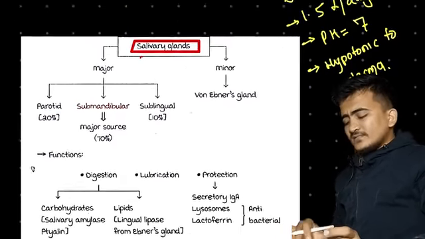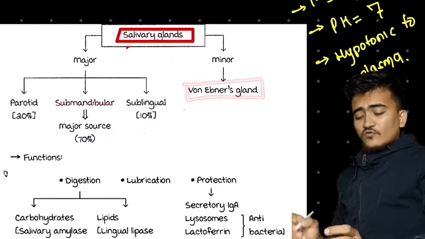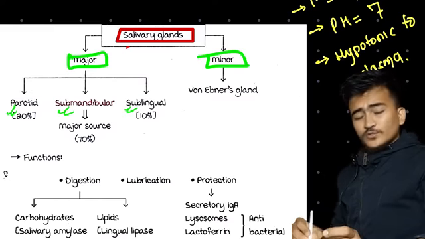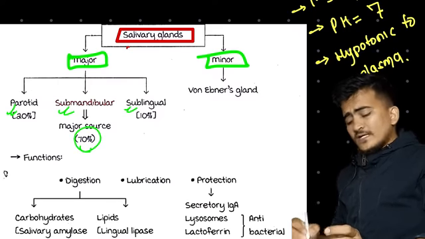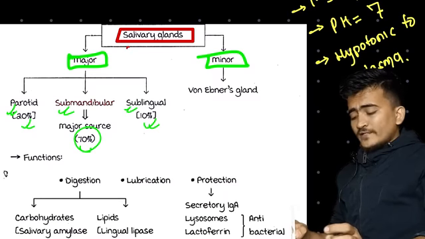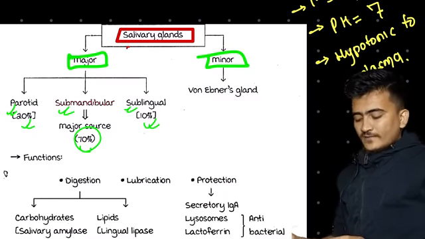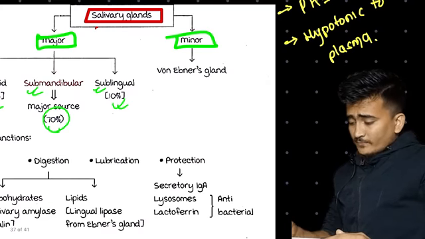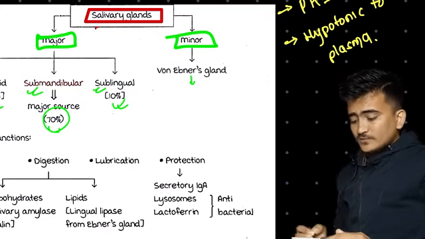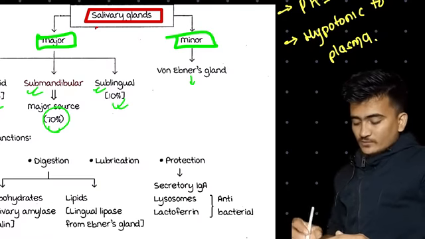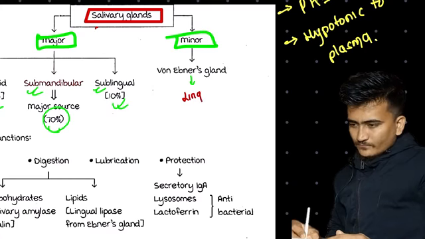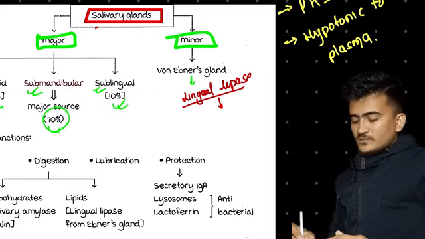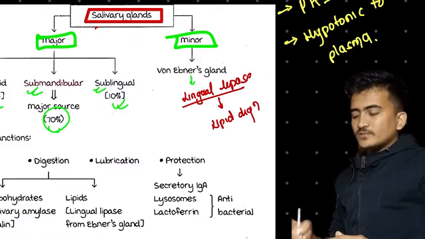These are the major glands, and under minor we have von Ebner's gland. It is so important that we know about major and minor. The major are parotid, submandibular and sublingual, with submandibular providing the largest amount, then parotid, then sublingual. The minor is von Ebner's gland. A little more about von Ebner's gland: it produces lingual lipase, and this lingual lipase helps in lipid digestion.